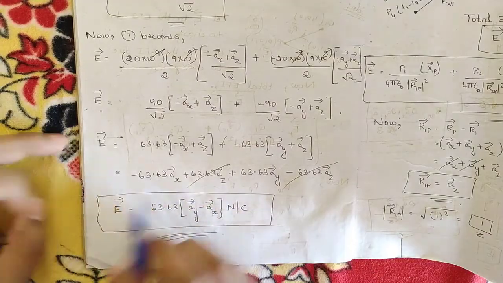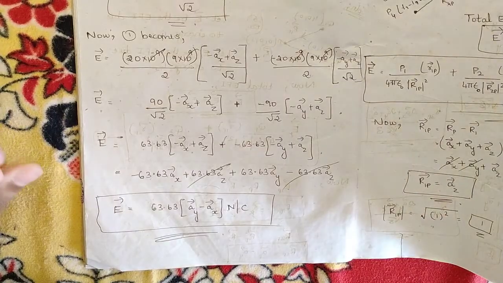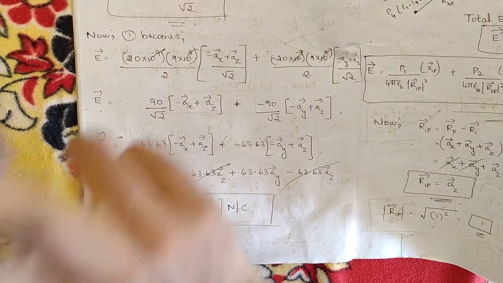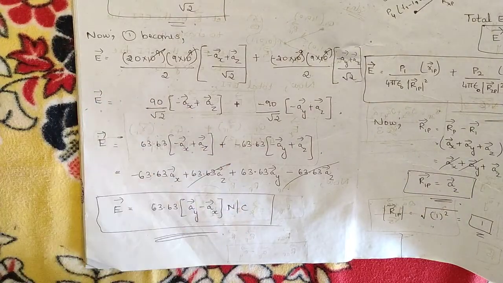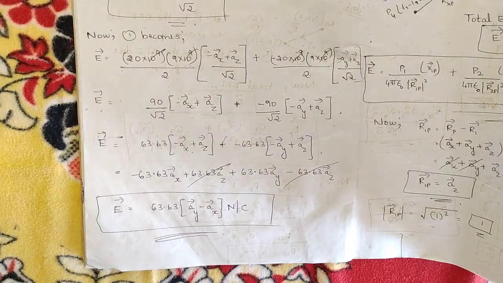Okay, so this is our answer for electric field intensity due to several point charges. In this case they have taken 2 point charges Q1 and Q2, where they have mentioned the values of the coordinates as well as the charge value: 20 nanocoulomb and minus 20 nanocoulomb. So this was one simple problem. Hope you understood this. This is very easy, guys.